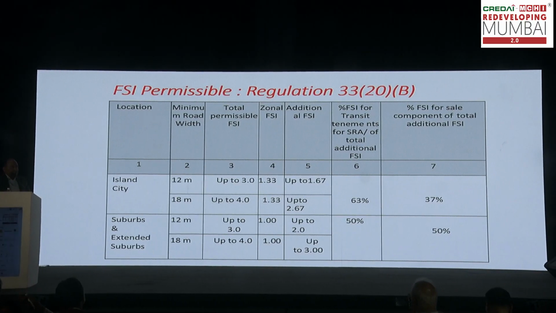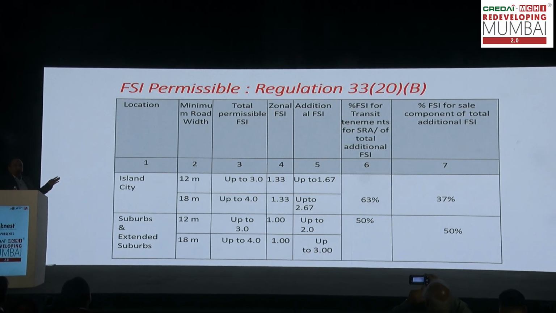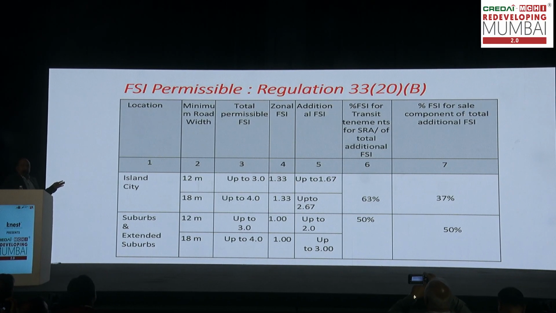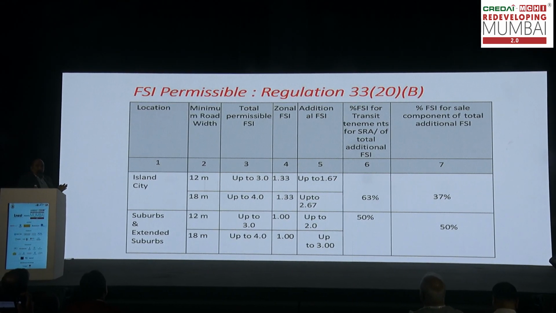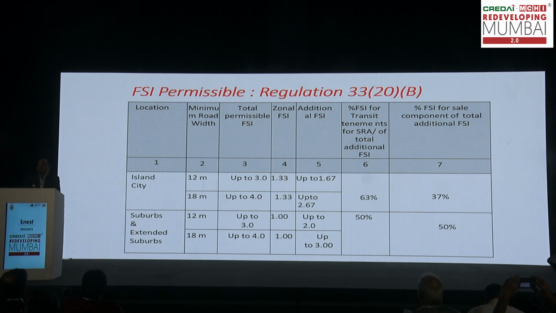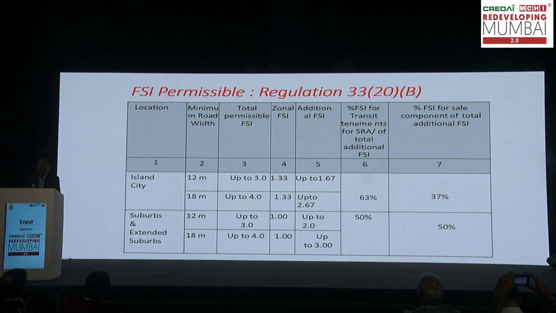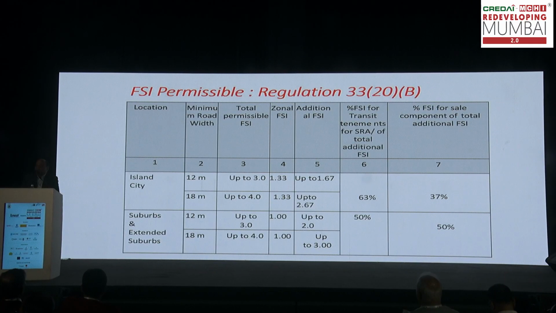So here you can see that if the road width is 12 meter, in that case you can go up to the FSI of 3, and if the road width is more than 18 meter, then you can go up to the FSI of 4. So higher FSI is available in this case beyond the regulation 30 mentioned in the table 12.